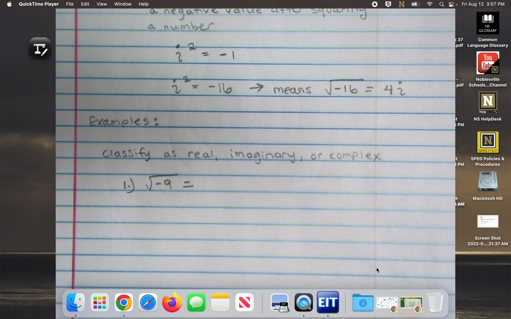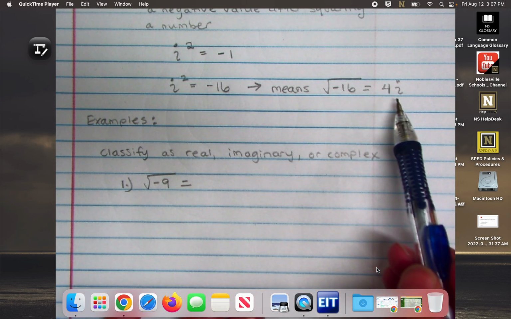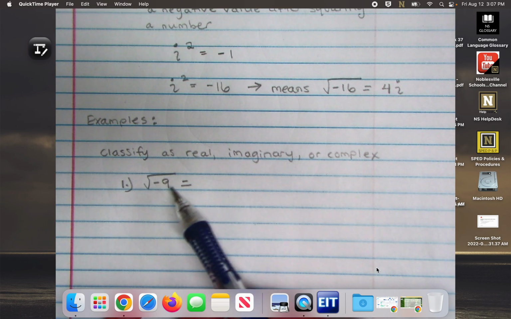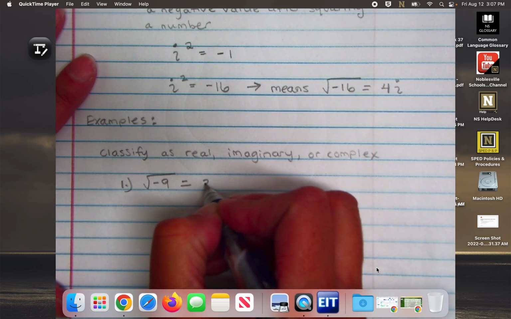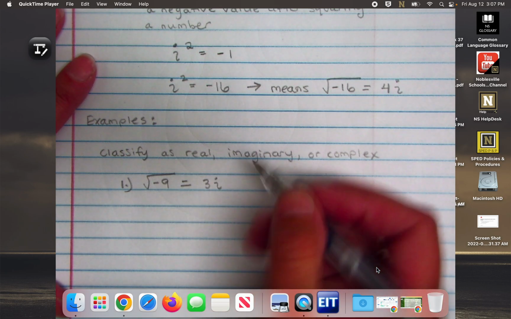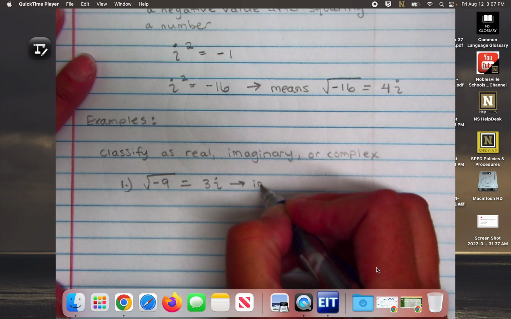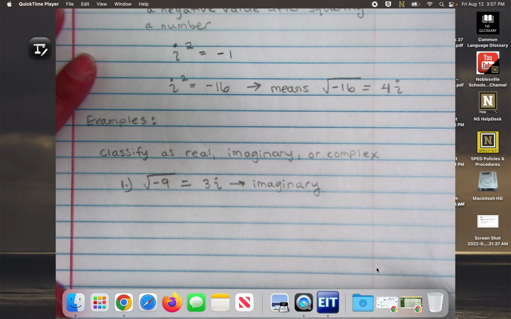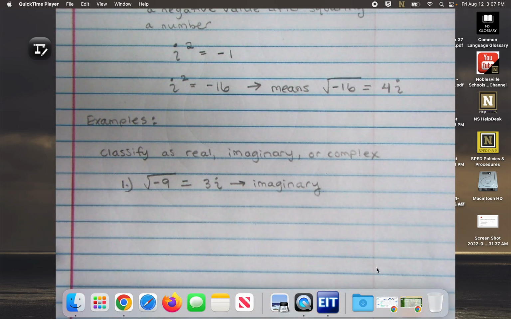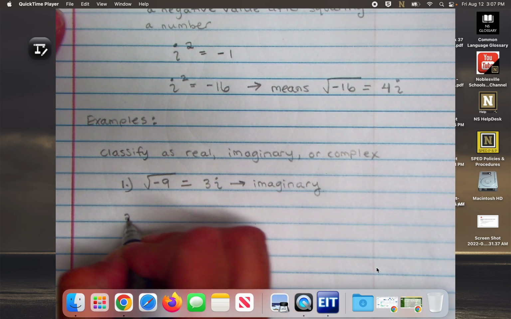Okay, so if the square root of negative 16 equaled 4i, what does the square root of 9 have to equal? 3i. Right? And this would be considered an imaginary value, an imaginary number.